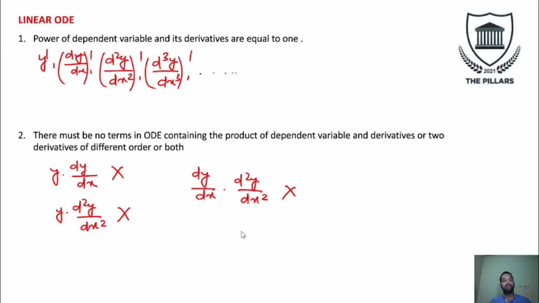So basically for an ordinary differential equation to be linear, it must satisfy these two conditions. One is that the power of the dependent variable and its derivatives must be 1, and there shouldn't be any term which contains the product of the dependent variable and its derivatives, or the product of two derivatives which have different orders. Then only we can say that the ordinary differential equation is a linear one. Okay, so I think this part is clear. Let me go to the next slide.